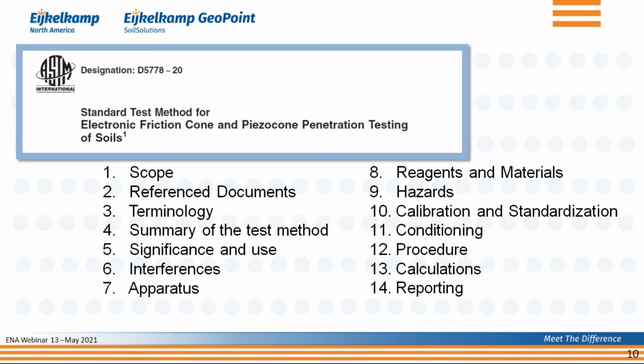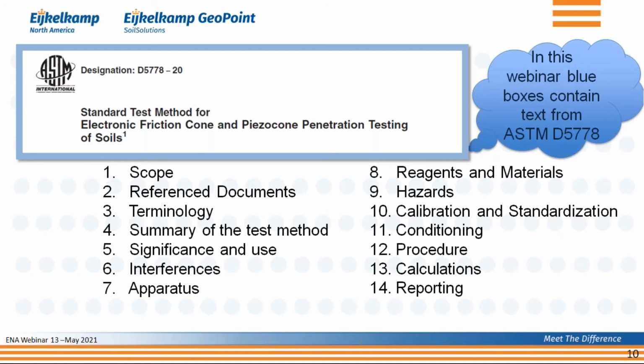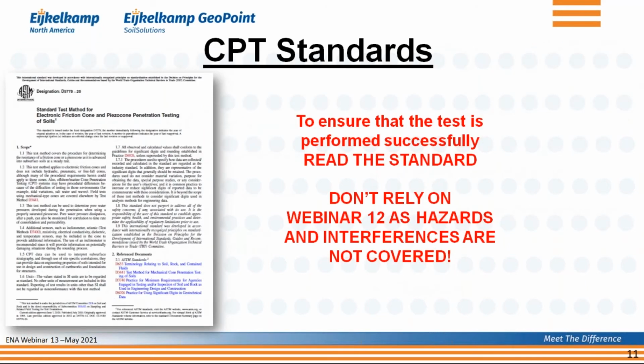And what you see on the screen right now is the table of contents of that standard, D5778, which was last updated in 2020. We went over this standard pretty much, and I covered quite a bit of text in that standard. And in this webinar, again, if you see any blue boxes, that is text directly coming out of this ASTM standard. But what I mentioned also in that webinar was that you cannot rely on the webinar to perform CPT perfectly or adequately. In order to do it successfully, you need to read the standard.